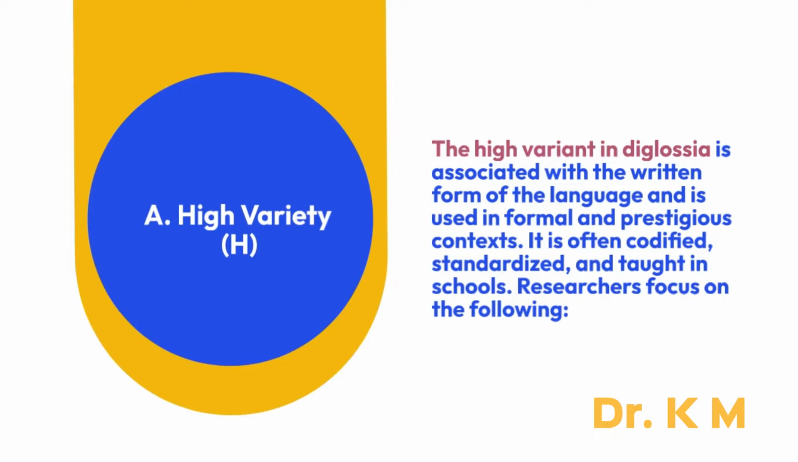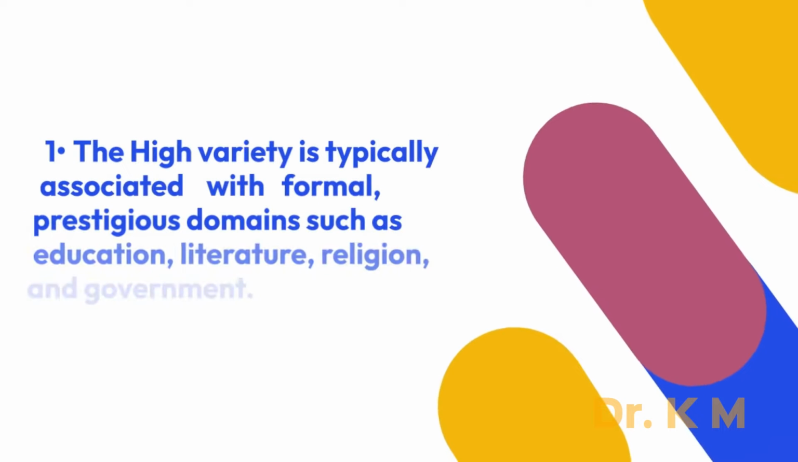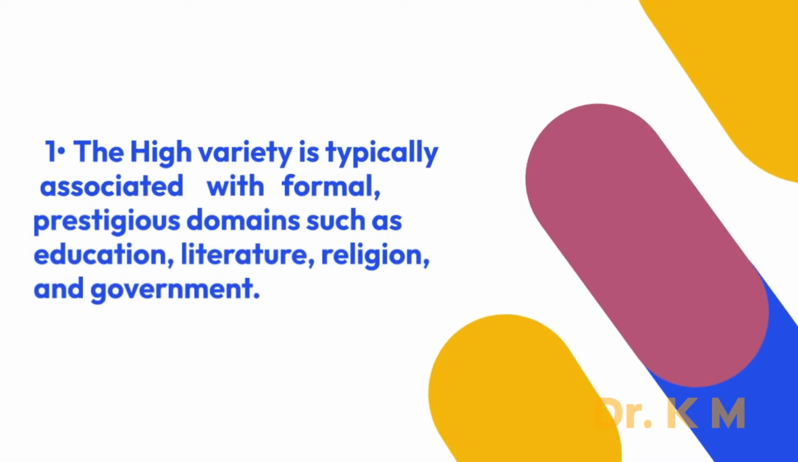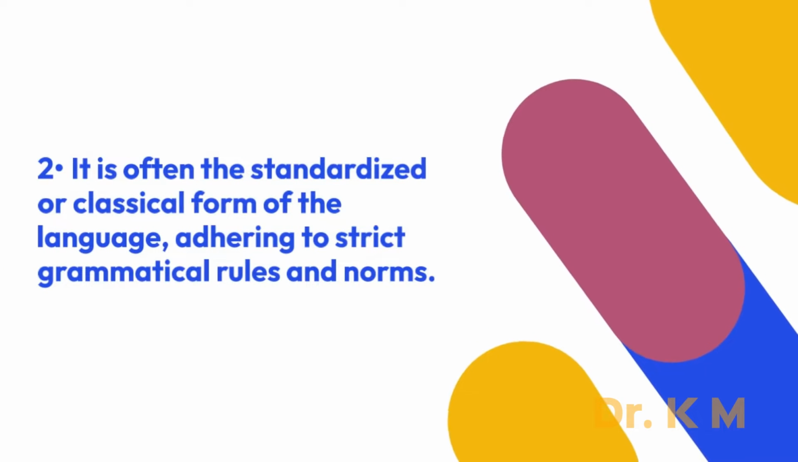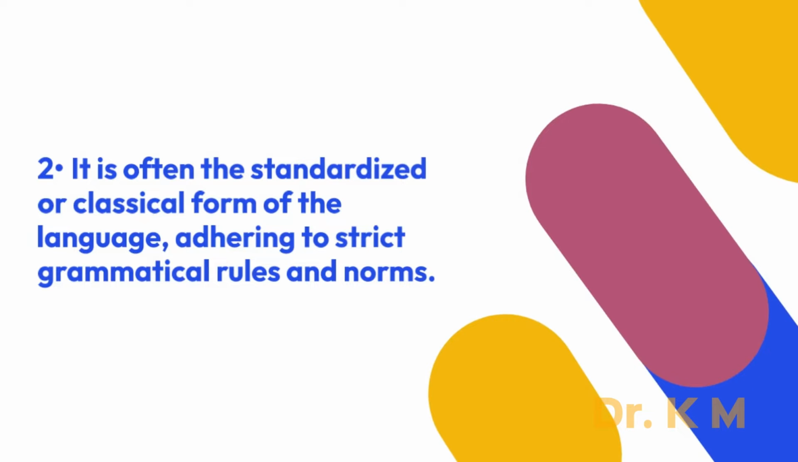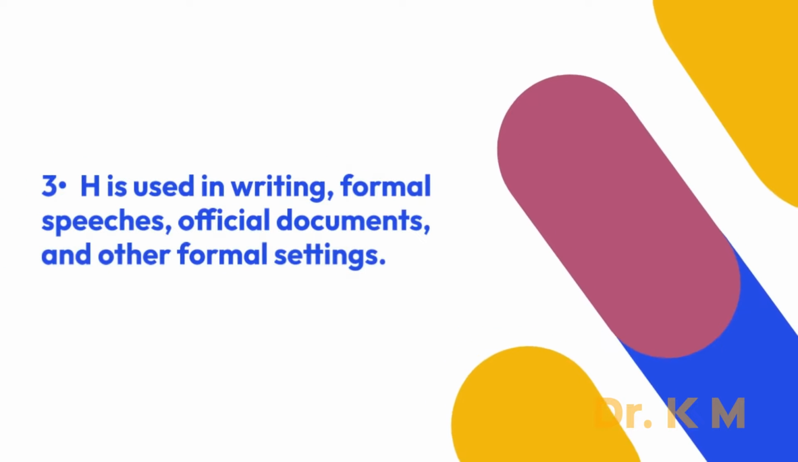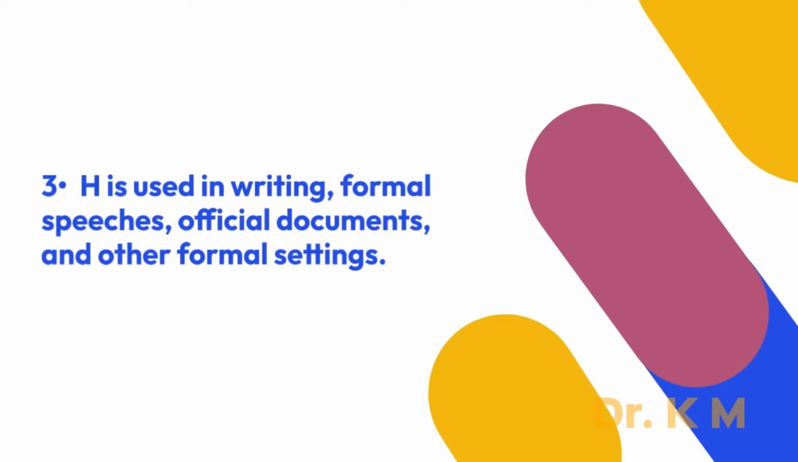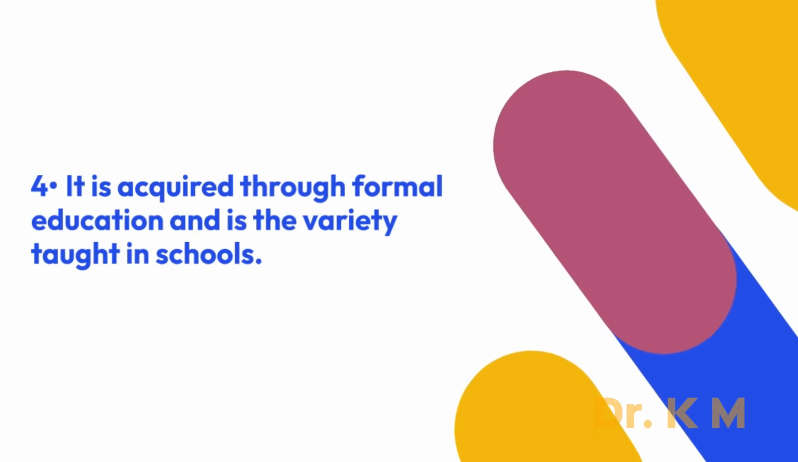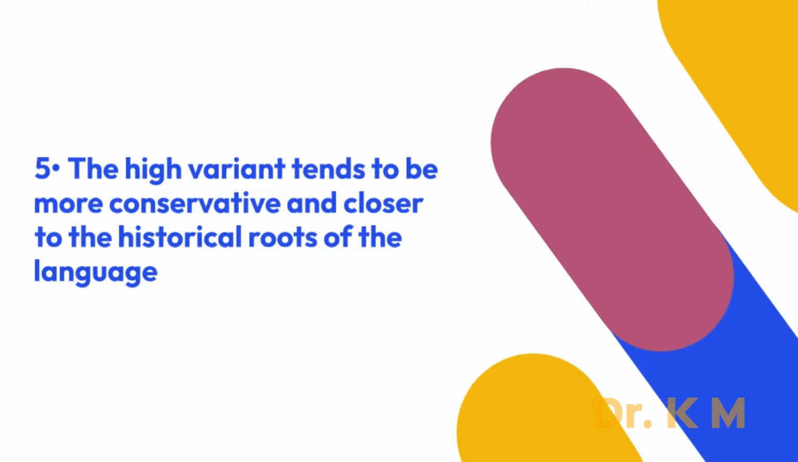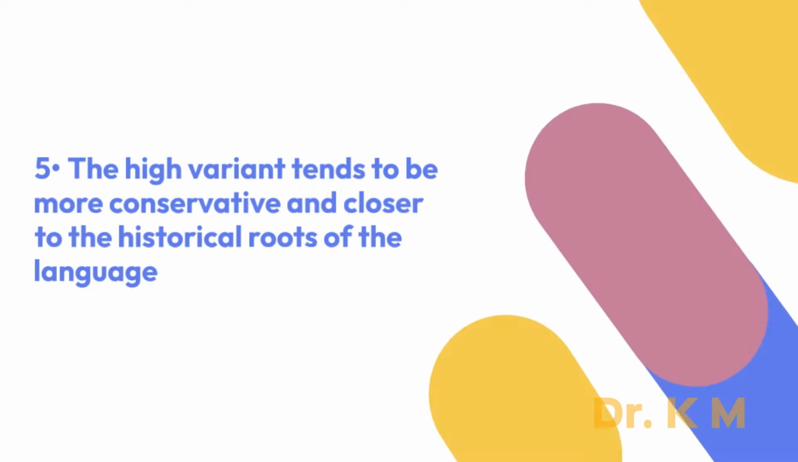Researchers focus on the following. The high variety is typically associated with formal, prestigious domains such as education, literature, religion, and government. It is often the standardized or classical form of the language, adhering to strict grammatical rules and norms. The high variety is used in writing, formal speeches, official documents, and other formal settings. It is acquired through formal education and is the variety taught in schools. The high variety tends to be more conservative and closer to the historical roots of the language.